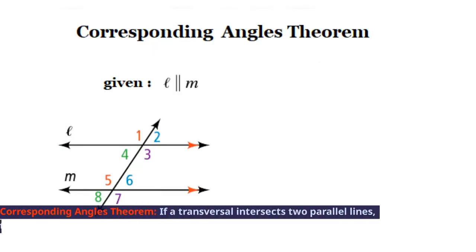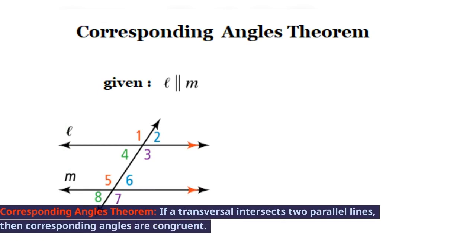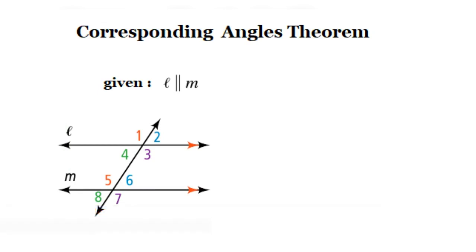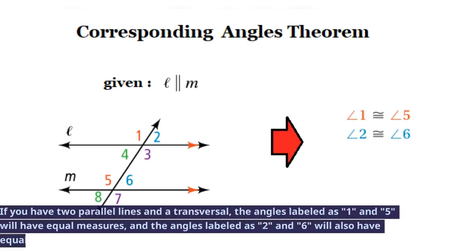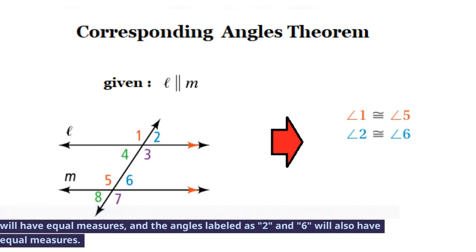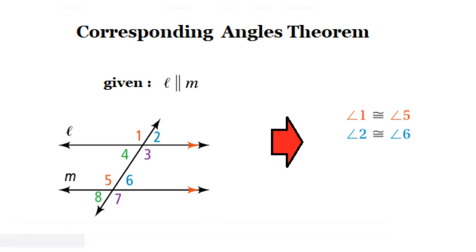Corresponding angles theorem. If a transversal intersects two parallel lines, then corresponding angles are congruent. If you have two parallel lines and a transversal, the angles labeled as 1 and 5 will have equal measures, and the angles labeled as 2 and 6 will also have equal measures.